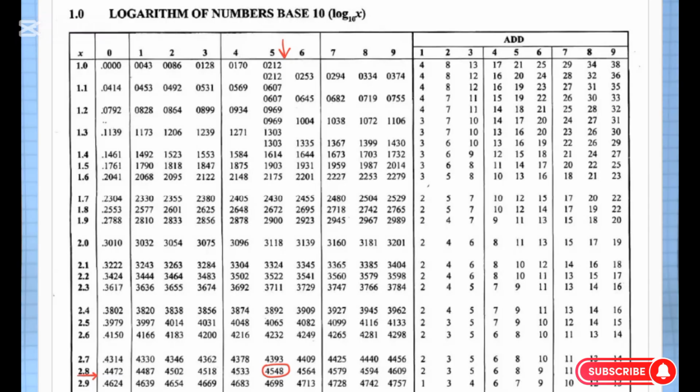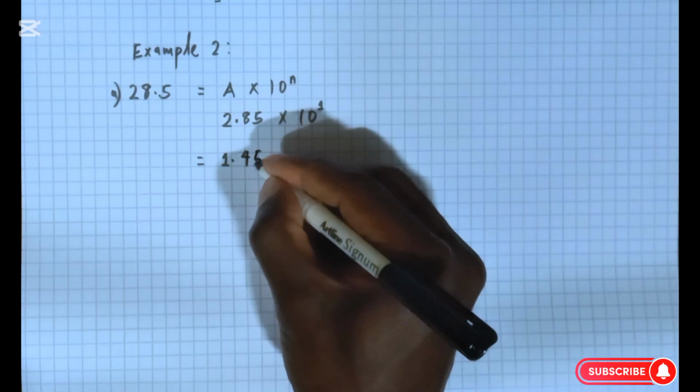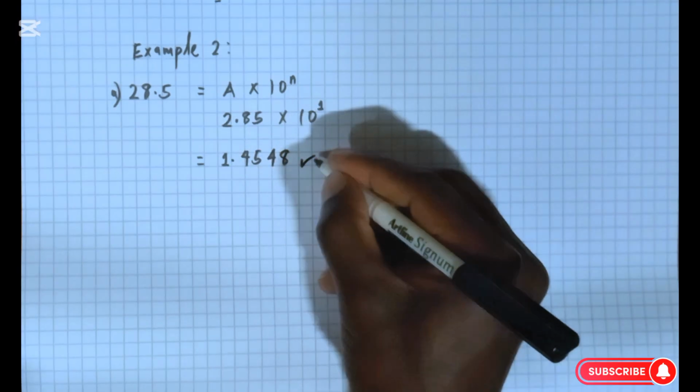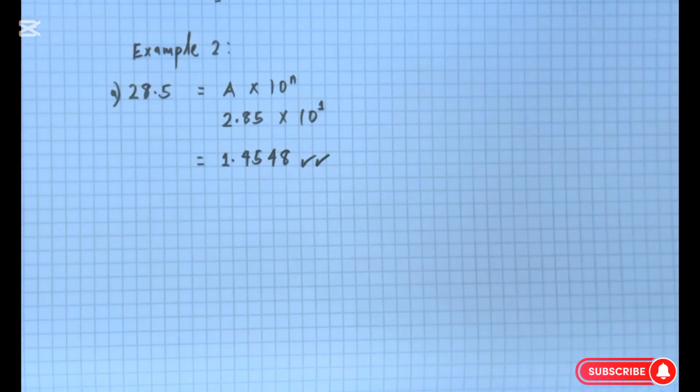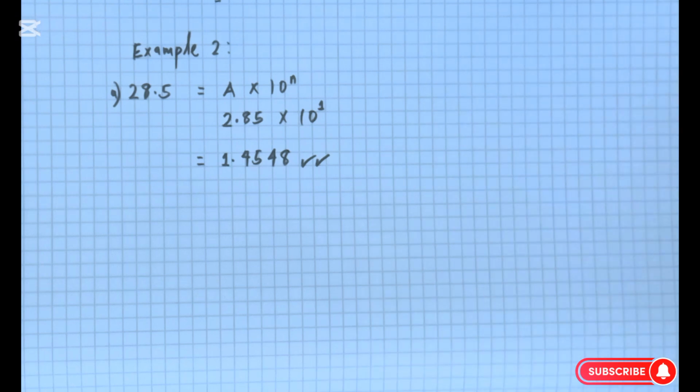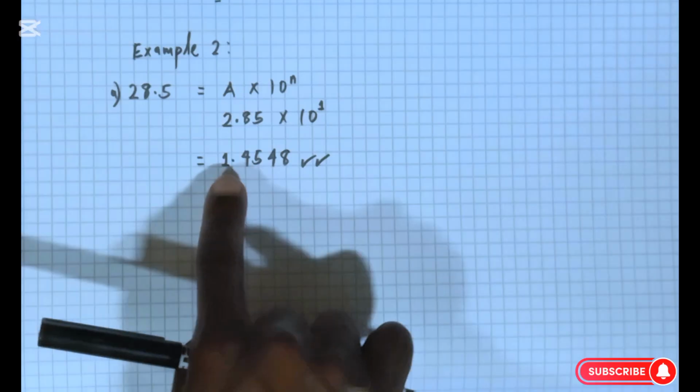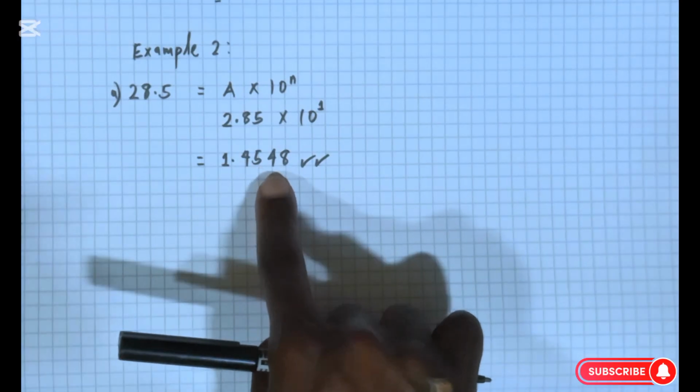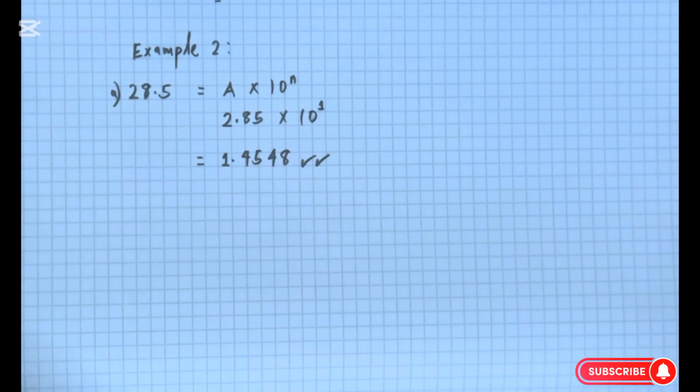1.4548. So basically, the power of n here forms our characteristic, and whatever comes as our mantissa we get from the table, and that is going to be 4548. And so that there is the logarithm of 28.5, of course, to the base of 10. That means that if you were to raise 10 to 1.4548, you'd get 28.5. You can try that in your calculator and see what you are getting.